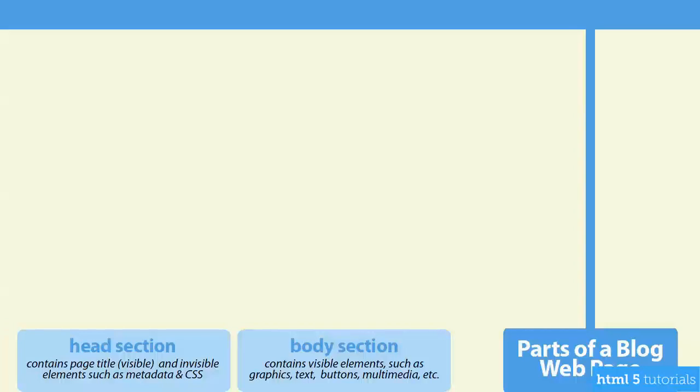The head section contains all the invisible things that make the page actually work, like metadata or cascading style sheets or JavaScript. The only thing in the head section that's actually visible on the page is the title. So at the very top of your web browser, when you go to a web page, it might say welcome to Park County, Indiana, or welcome to whatever the name of the company's site is. That's the title, and that's the only visible part that's located in the head section. Everything else that you see on a web page is in the body section. So graphics, text, buttons, any multimedia like movies, those are all in the body section of the website.